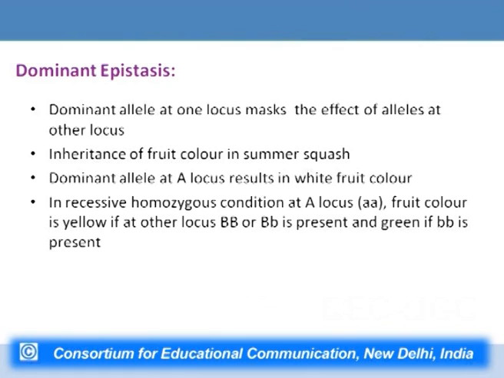However, it becomes yellow only if at the other locus there is presence of at least one dominant B allele. So, if there is capital B condition or capital B small b condition, and at A locus there is small a condition, then the fruit color will be yellow. However, if there is small a condition at A locus and at B locus there is recessive homozygous condition, that is small b, then the fruit color will be green.